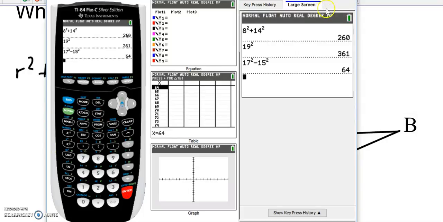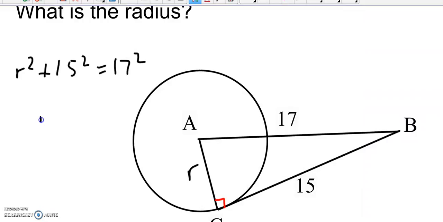It's 64. So 17 squared minus 15 squared gives me 64. You can see that here. Well, that means r squared is 64, which means r must be 8. So it turns out we have a radius of 8 here. So we have an 8, 15, 17 right triangle and a radius of 8. And we can solve that because we know it's a right angle and therefore it's a right triangle.